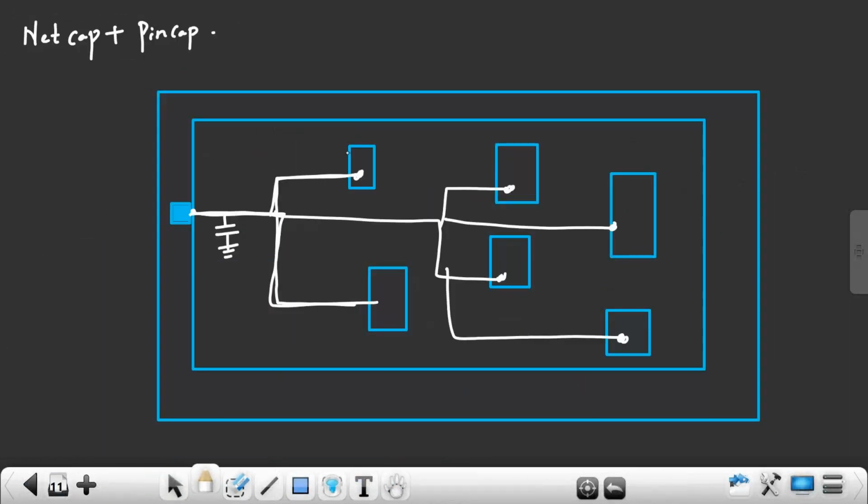If this pin capacitance is 1 femtofarad for each flip-flop, then what is the total load capacitance? If I have 1000 flip-flops, it's 1000 femtofarad. Only pin capacitance. Along with that, I have net capacitance. Net capacitance is like 500 femtofarad. Totally 1500 femtofarad of load capacitance I have here.